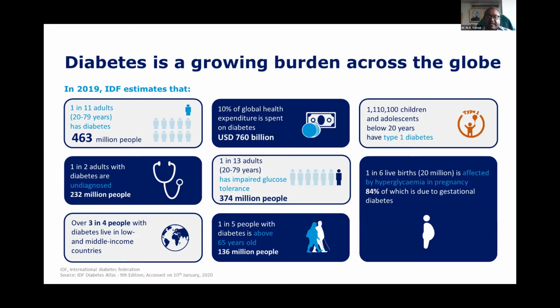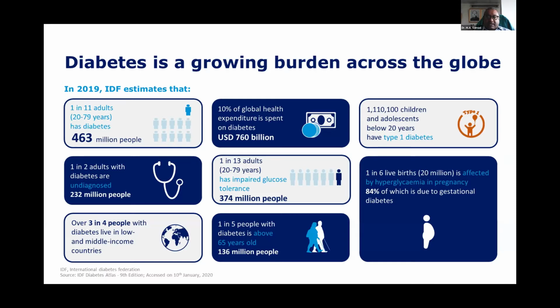Very alarming is that about 1 in 2 adults is still undiagnosed. That is an estimated 232 million people. And 3 in 4 people with diabetes live in low and middle income countries. Again, if you look at the treatment cost, about 10% of global health expenditure is spent on diabetes. That is about 760 billion US dollars.